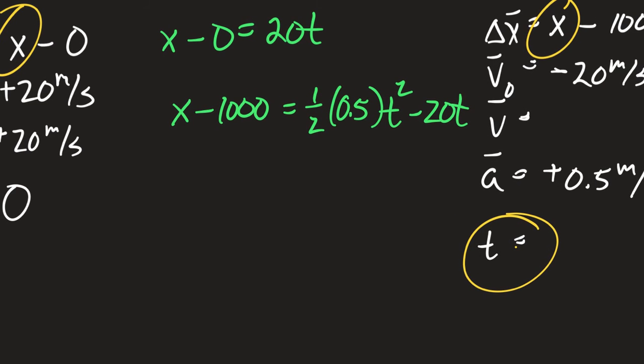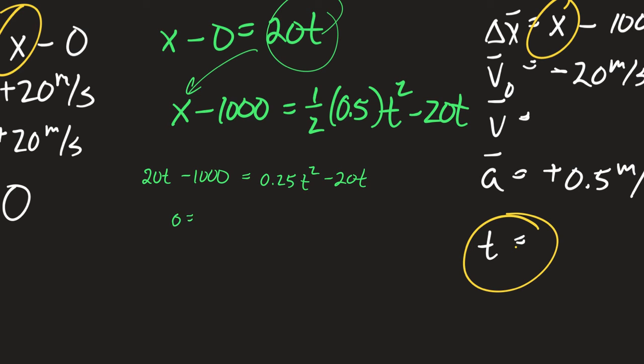All righty. Arithmetic. I'm just going to plug that in for x here, because x minus 0 equals 20t is just x equals 20t. So 20t minus 1,000 equals 0.25t squared minus 20t. This is a clear quadratic and is going to be solved using the rules of a quadratic. I'm going to get everything to the same side. So 0 equals 0.25t squared minus 40t plus 1,000.